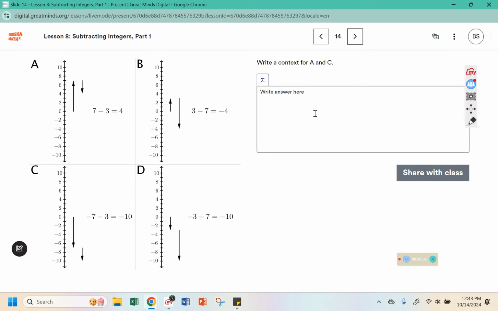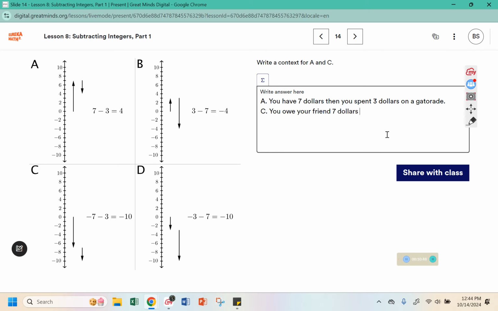Write a context for A and C. So we get to come up with our story here. For A, we could talk about you have $7, then you spent $3 on a Gatorade. Oopsie.